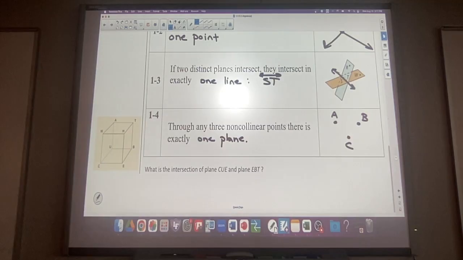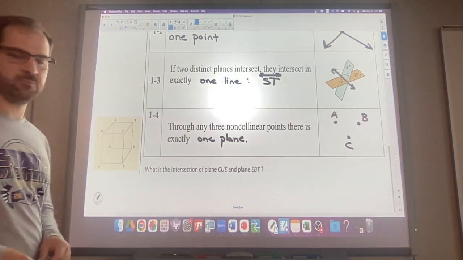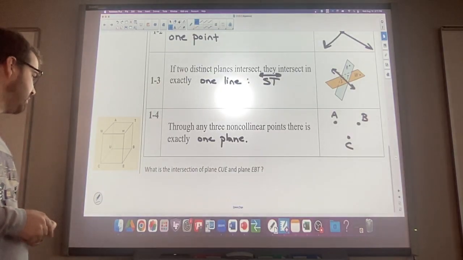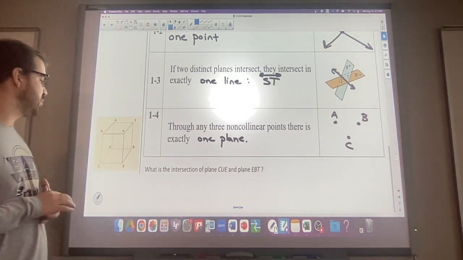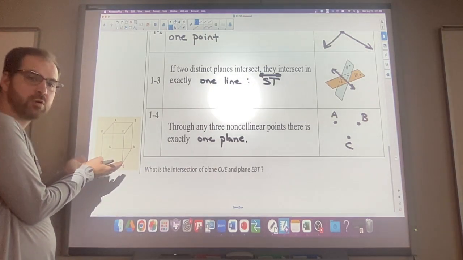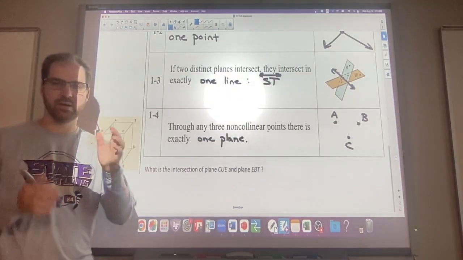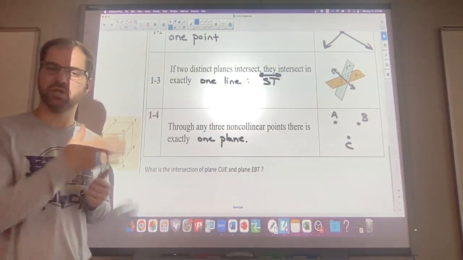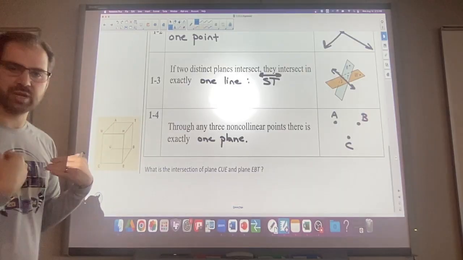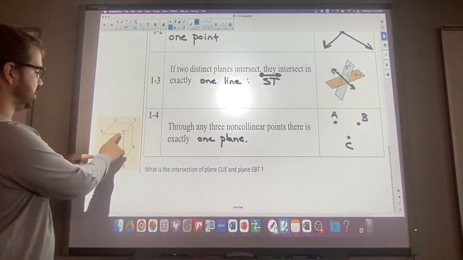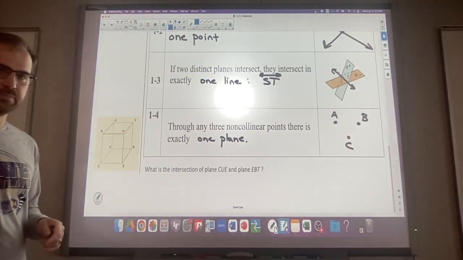All right, last thing. What is the intersection of plane CUE and EBT? Okay. Now, for those of you that haven't seen pictures like this before, you have to know what this is saying. This is a cube, or as close to a cube as you can get. And these dotted lines mean that they're behind the other faces of the shape, right? So like if you actually had this cube, you wouldn't see these lines because they're at the back of the shape. So really, this point H is on the front of the cube and point U is on the very back of the cube, okay?